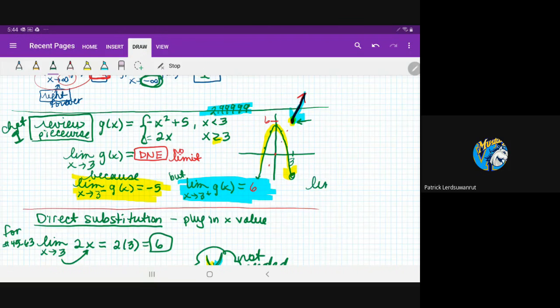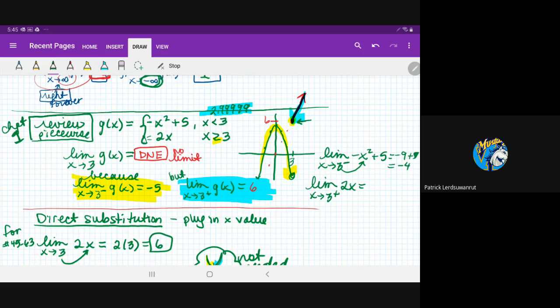So if I wrote limit as x approaches 3 from the positive side, I would say, oh, I want to use the 2x equation. And if I was doing the limit as x approaches 3 from the negative side, I would use the negative x squared plus 5 equation. Oh, so that was the wrong one. Okay, so if I substitute in 3, I get negative 9 plus 5, which is negative 4.